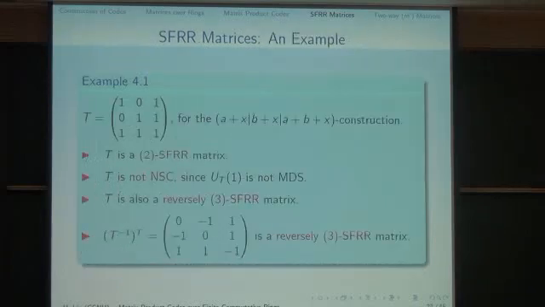Here is an example. This matrix is related to the Volume construction, Turyn's construction, T. And you can find T is a 2 strongly full rank matrix. That is, again, here is a matrix, the first two rows, and the whole is A. But T is not non-singular by column, since if you take the first row and the second column, we get a 1 times 1 submatrix, which is 0. So it does not satisfy the condition of non-singular by column matrices. And T is also a reversely 3 strongly full rank matrix. We can check it.